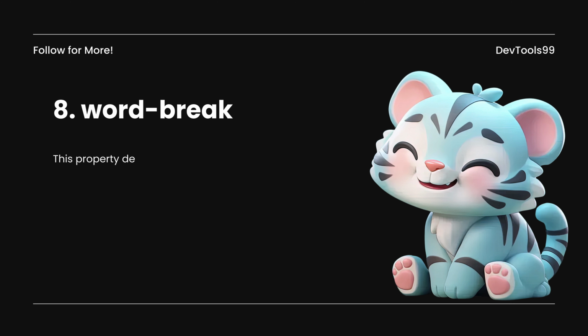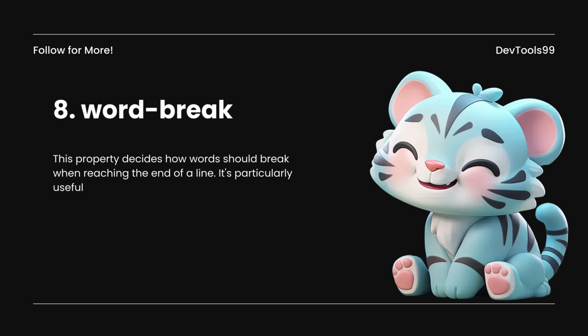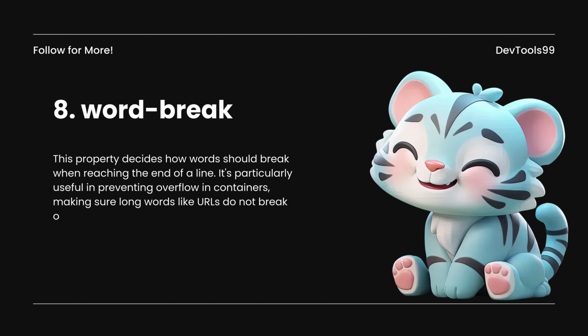8. Word break. This property decides how words should break when reaching the end of a line. It's particularly useful in preventing overflow in containers, making sure long words like URLs do not break out of their bounding boxes, which enhances readability and layout design.